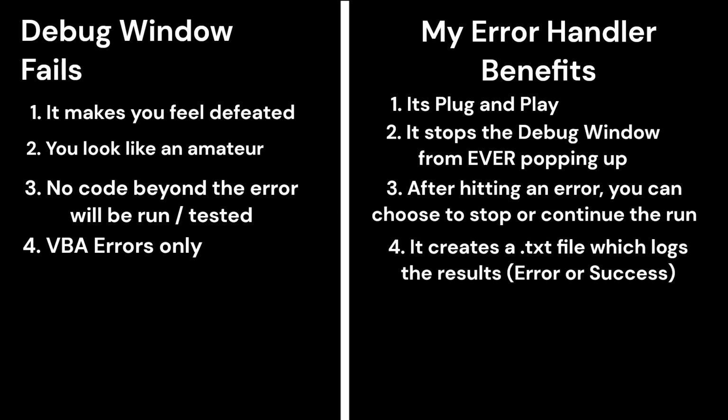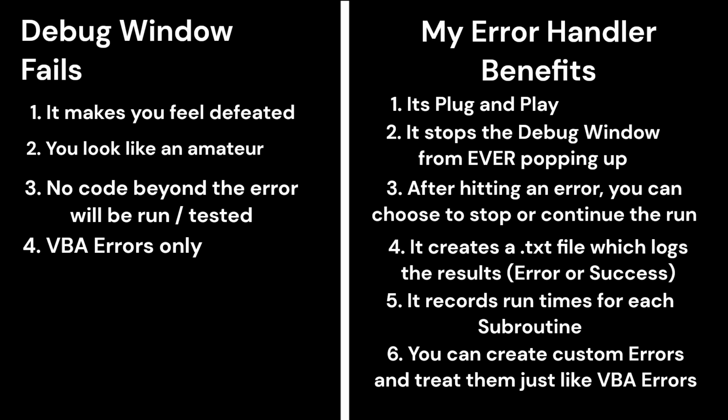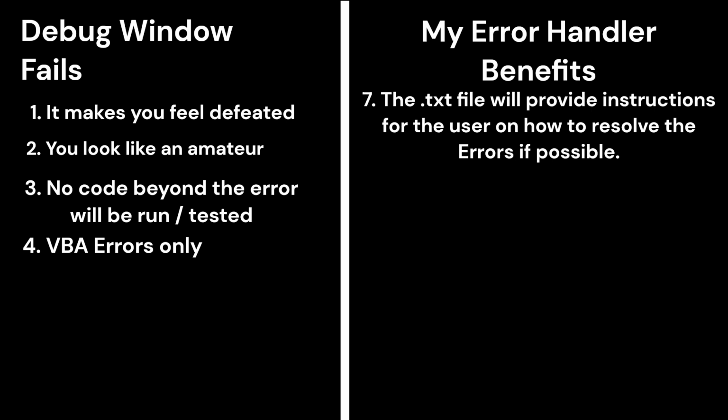It creates a text file, which will log the run results for each of your subroutines. It times all of the subroutines, which will allow you to spot potential bottlenecks in your program. You can create custom errors within your code, and they will be treated just like VBA errors. If a user runs into an error, the text file that is created will provide the user with instructions on what to do to solve the problem, making it look like you've accounted for these potential problems and making an overall better experience for the user.